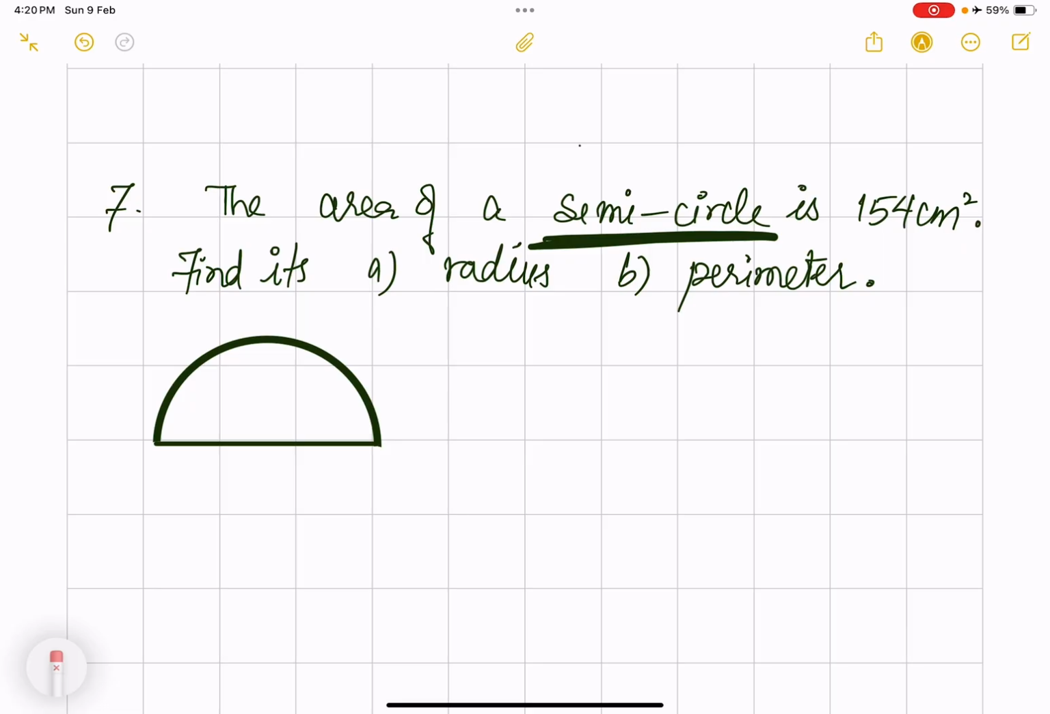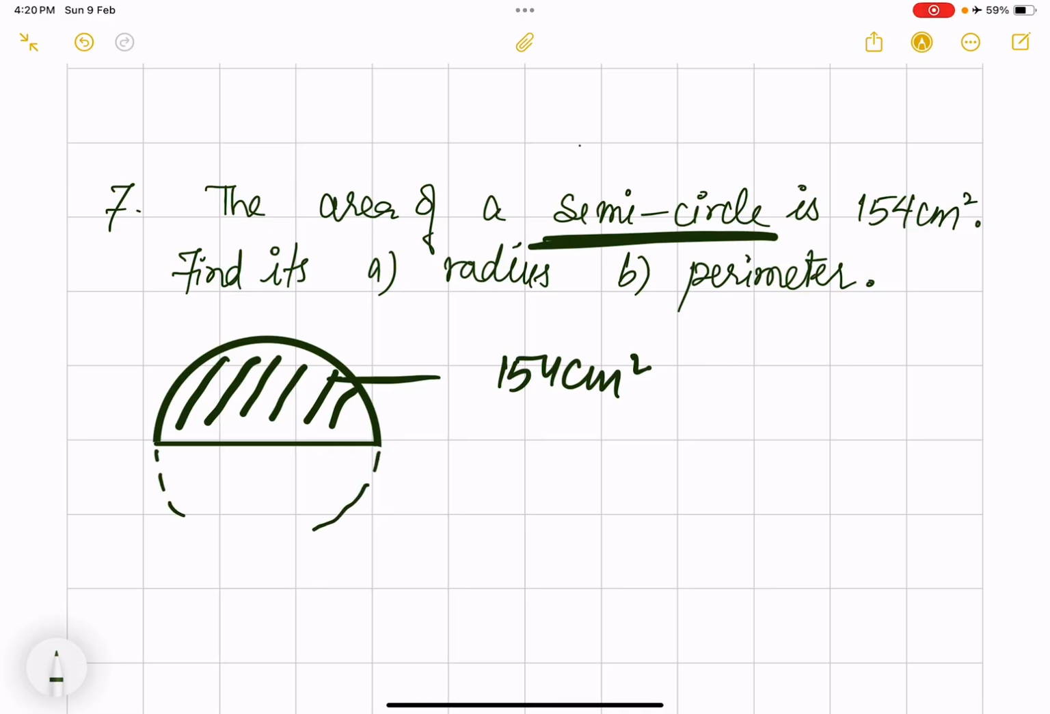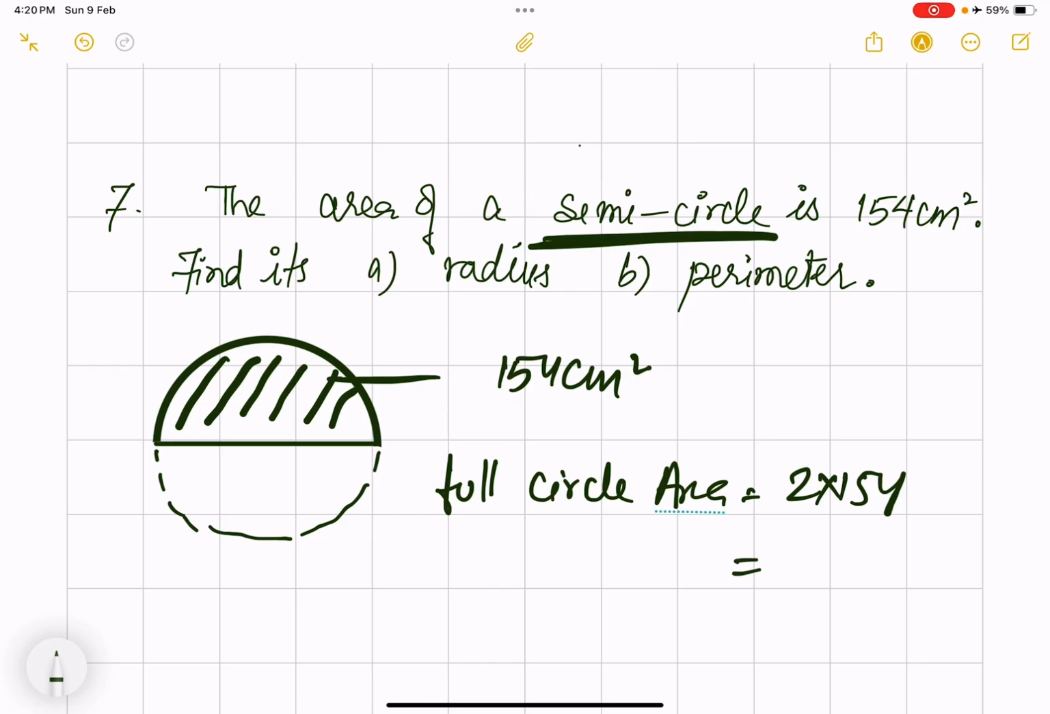Alright, so the area of the semicircle is 154 centimeter square. This whole region is how much? 154 centimeter square. So don't you think if there was a full circle, it would have been the double of 154 by common sense. So the full circle area would have been double of 154. Because we are familiar with the circle, we are trying to take it back to the circular scenario. What is double of 154? It will be 308 centimeter square.